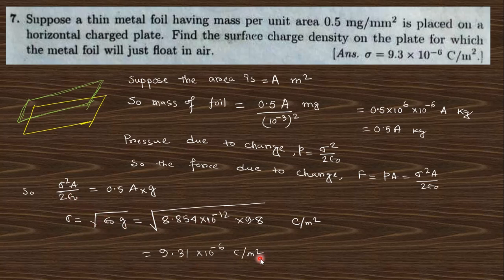So you will get this value, 9.31 × 10 to the minus 6 coulomb per meter square, as the surface charge density, such that this foil can be floated due to this electric pressure. So this electric pressure due to electric charge is balanced by the weight of this foil. Go to the next one.